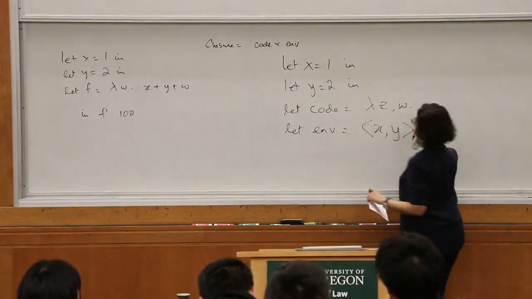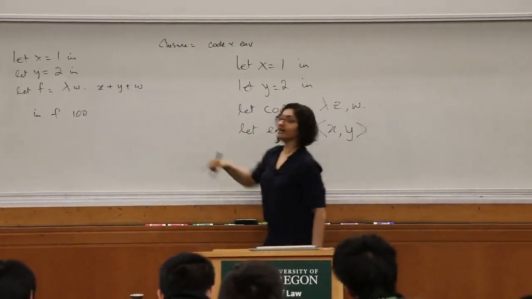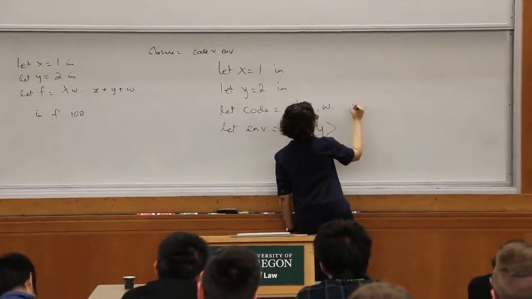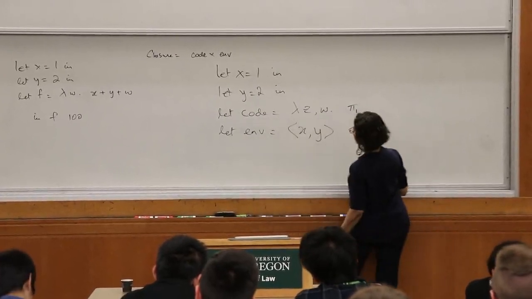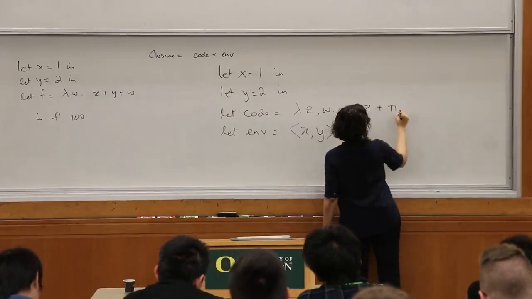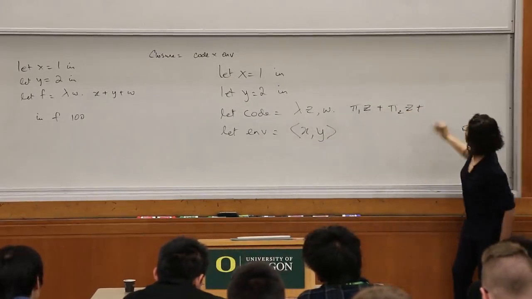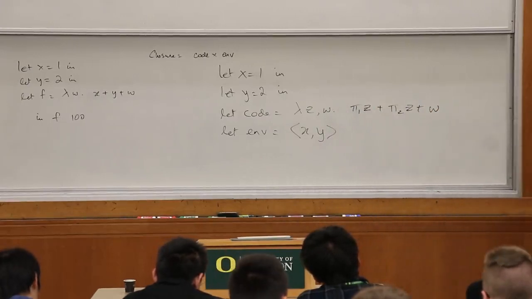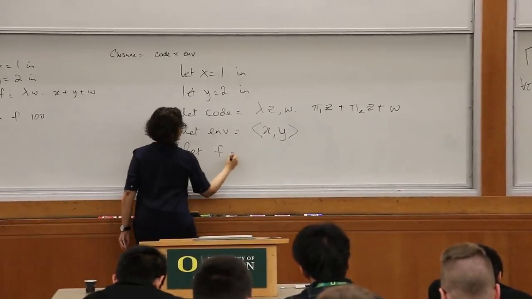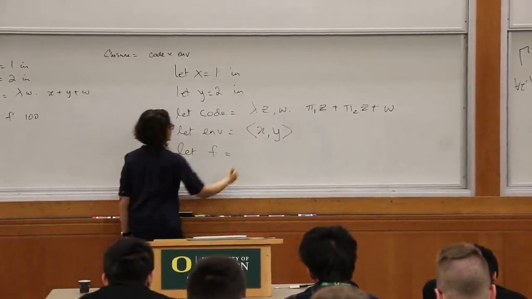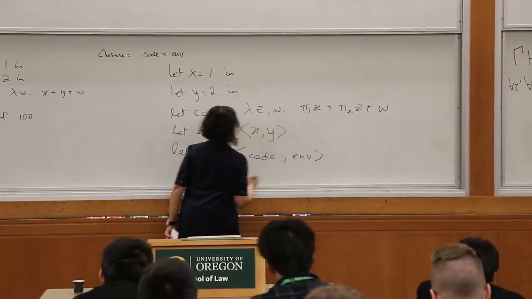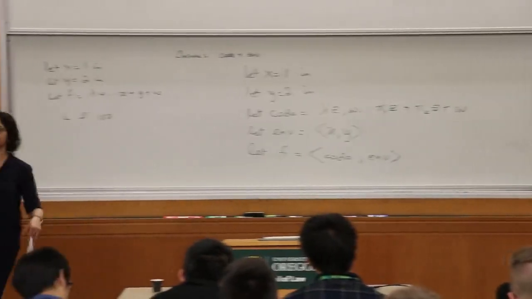All right, how do we rewrite the body? Well, I don't want to use x and y. I want to use the x and y that are now in the environment. So what I'm going to do is use projection. Project the first thing out of the environment. That should give me my x. So pi 1 of z, pi 2 of z, and w. Okay? And then f now gets represented as the pair of those two things. I'm using angle brackets for tuples.